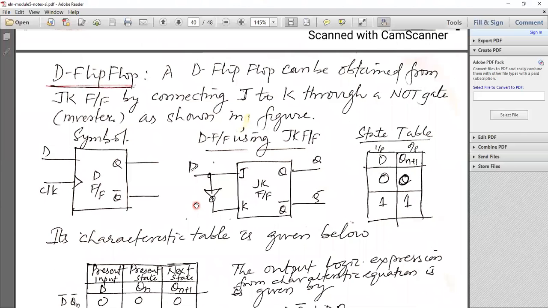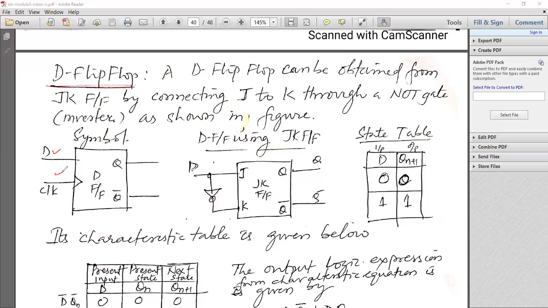So what is basically a D flip-flop? A D flip-flop can be obtained from a JK flip-flop. It is also called a D latch or latch flip-flop. You can see here it has only one input, that is the D input, and a clock input. The outputs are the normal output Q and the inverted output Q bar.